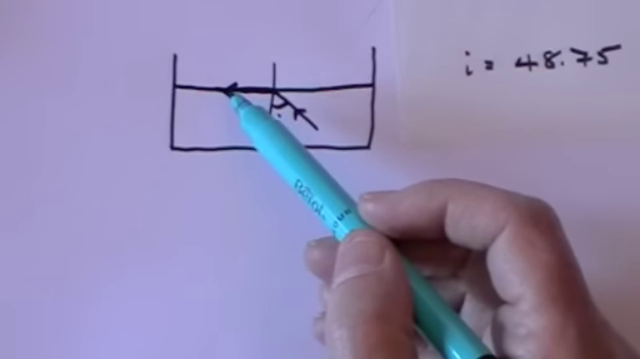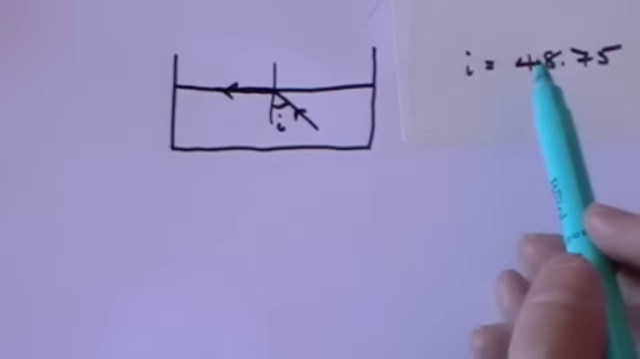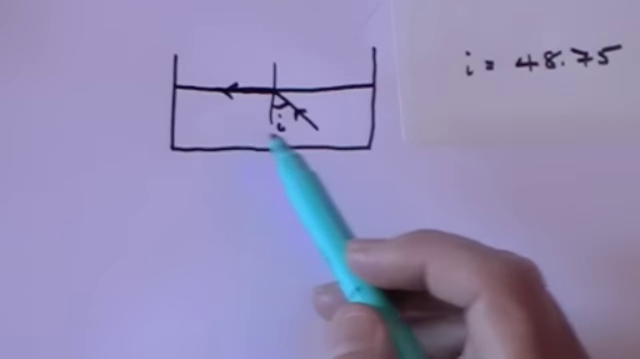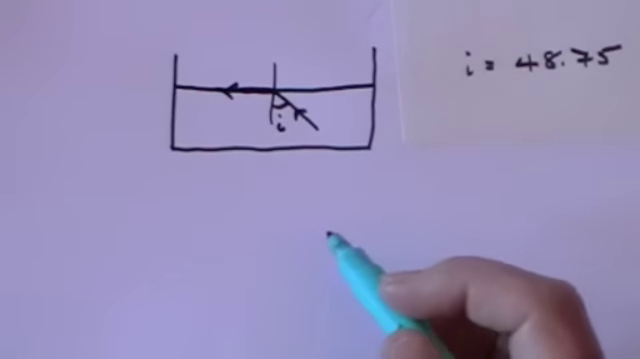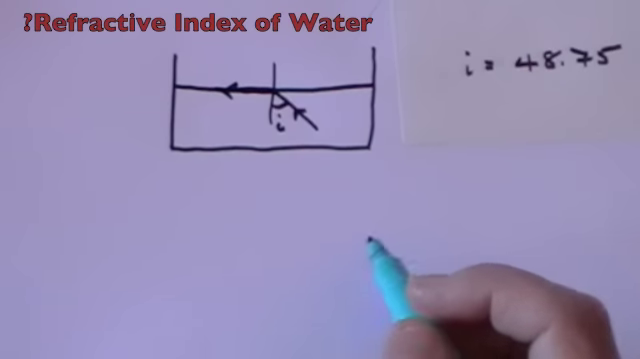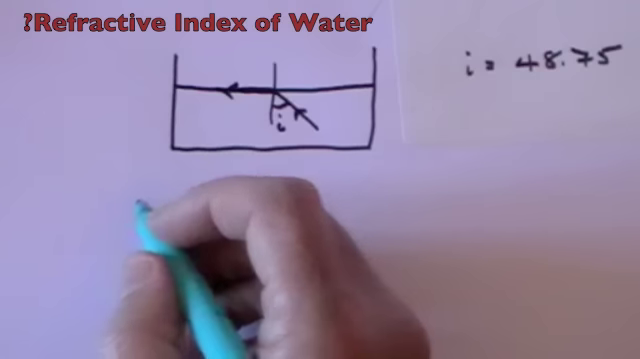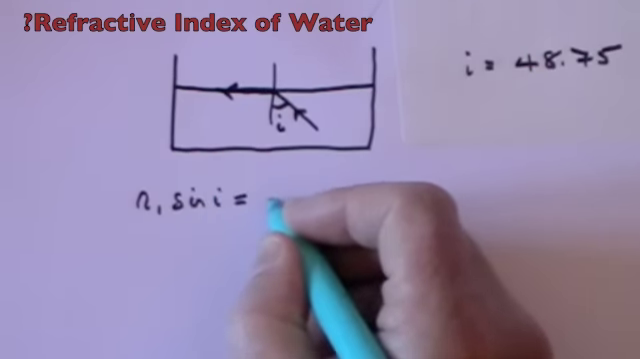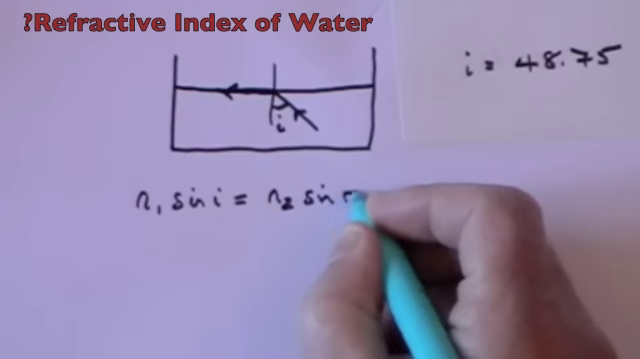So we have reached the critical angle. And that angle of incidence, we're told, is 48.75. And the substance in the tank is water. And the question is, what is the refractive index of water? Once again, we're going to apply Snell's law. N1 sine I is equal to N2 sine R.